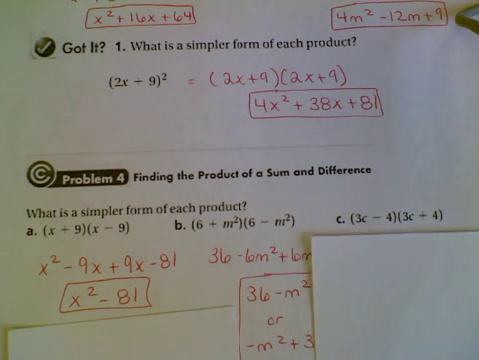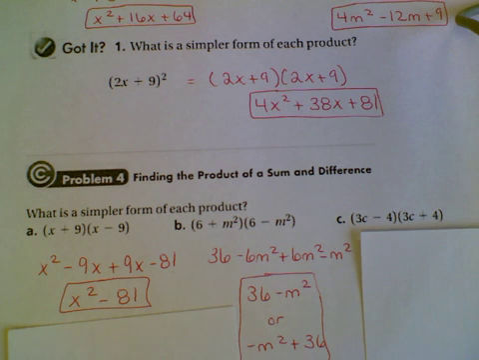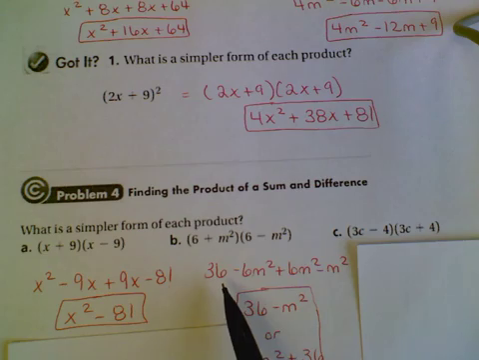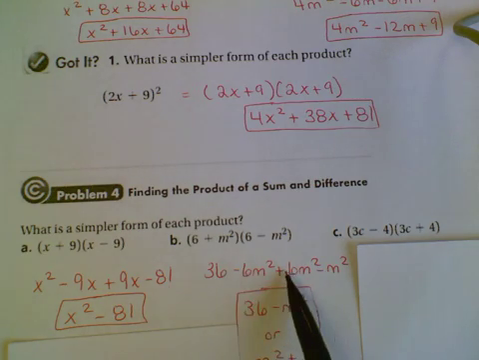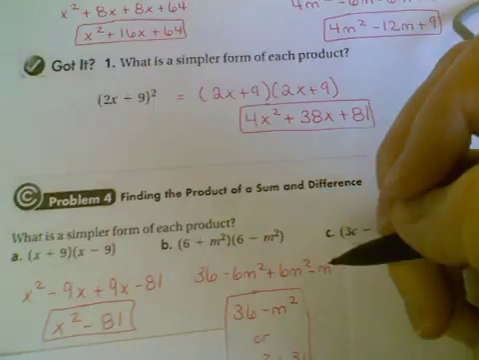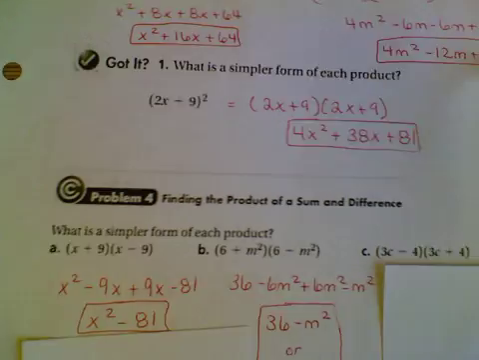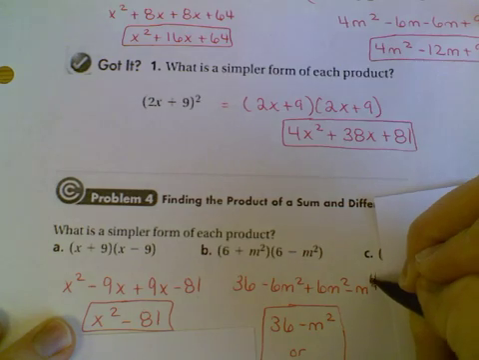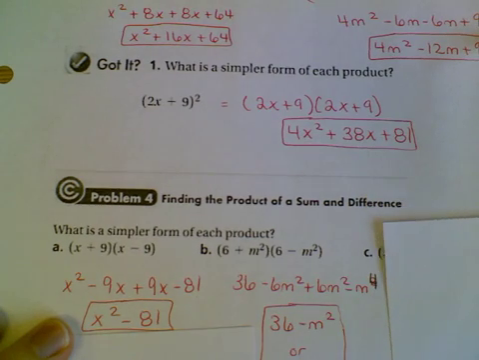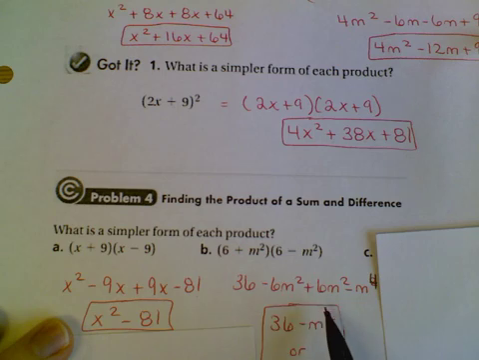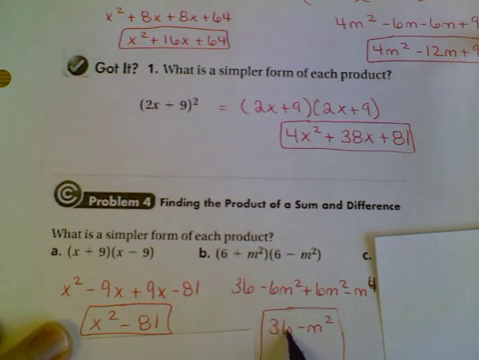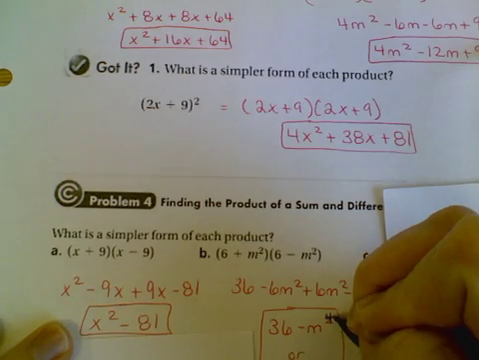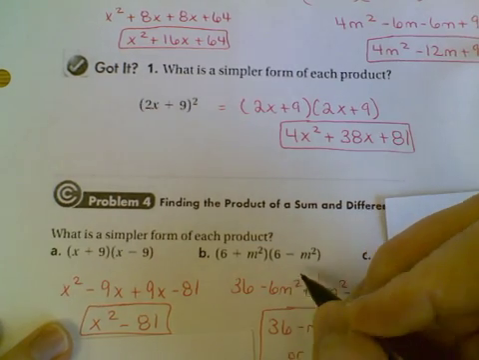Same thing with letter B. I would go ahead and FOIL it out. So I got 36 minus 6m squared plus 6m squared, and that should say m to the fourth over here. And then notice that my m squareds cancel each other out. So I end up getting 36 minus m to the fourth. And I'm okay with you leaving it like that since that's how it was in the original.